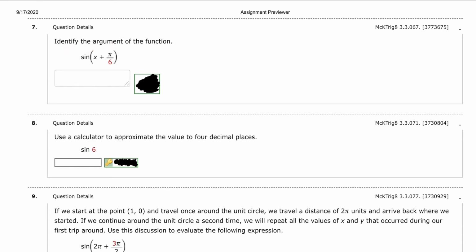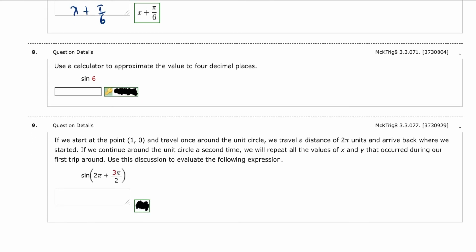All right, identify the argument. Well, this is the argument. The argument is what you're taking the sine of, in this case, which is x plus pi over 6. Everything in the parentheses is the argument.